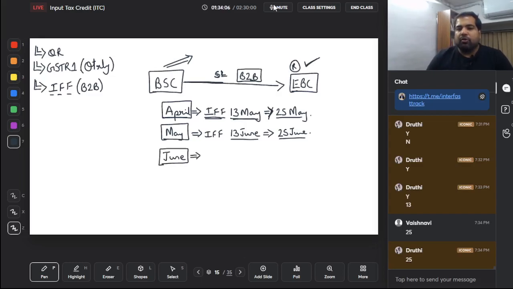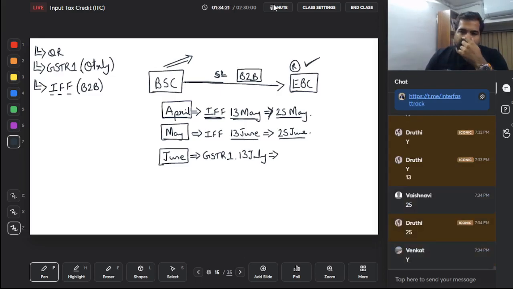No, guys. For June, you will straight file GSTR1. In which month? Next month, that is 13th July. And in this, will I include B2B supplies? Yes, of June. April, May, I will not include again, because only April, May, I've already filed IFF. So only the other supplies of June and all the B2C supplies. So B2B which are pending and B2C supplies. And this again, I will pay on 25th July.